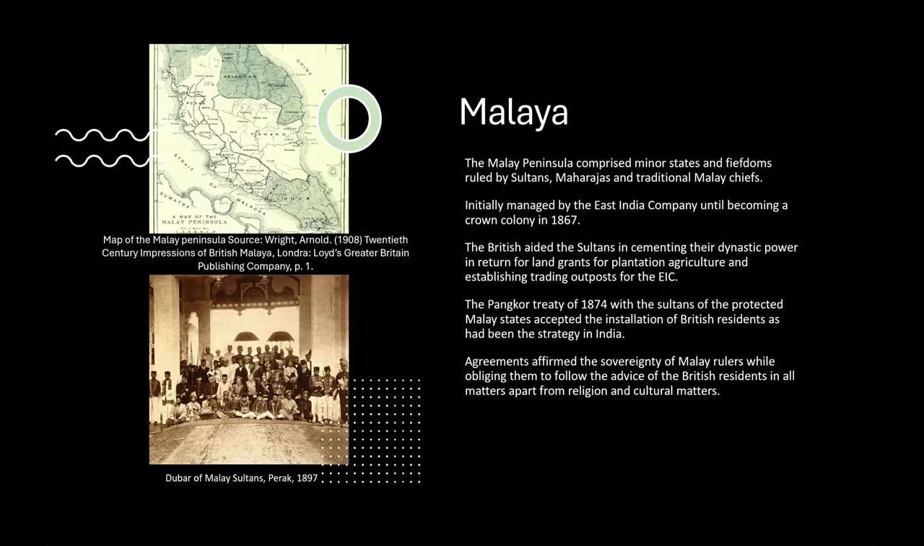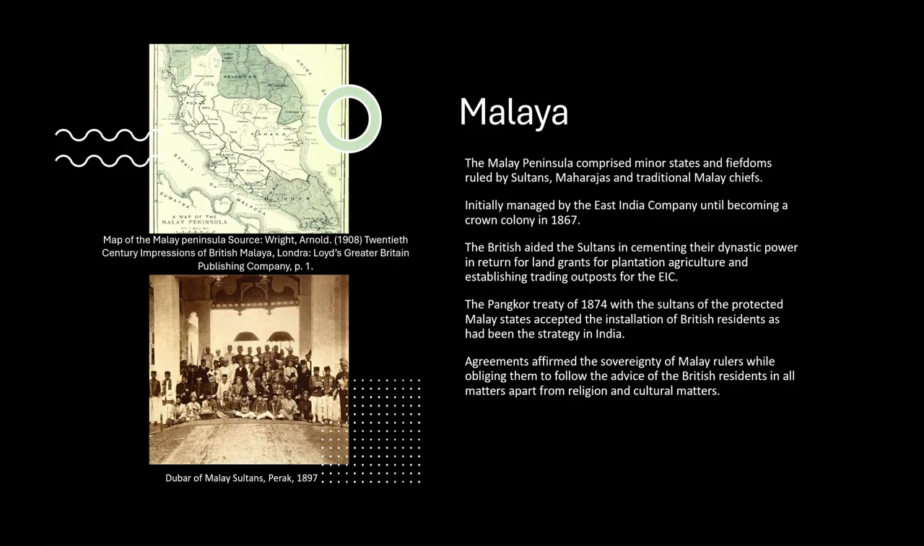The Malay Peninsula was comprised of multiple minor states and fiefdoms ruled by sultans and other local chiefs. Britain strengthened its economic dominance over the Malay Peninsula by collaborating with these local rulers. The Pangkor Treaty of 1874, with the sultans of the protected Malay states, accepted the installation of British residents, as had been the case in India.